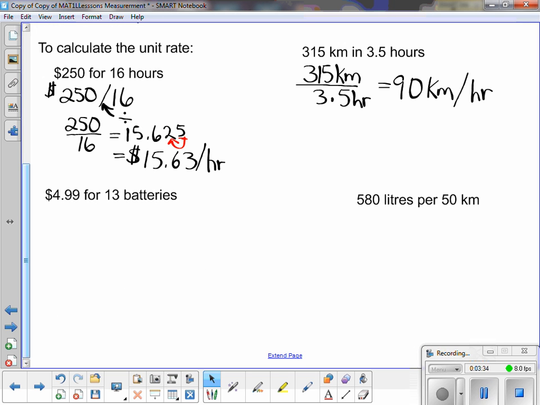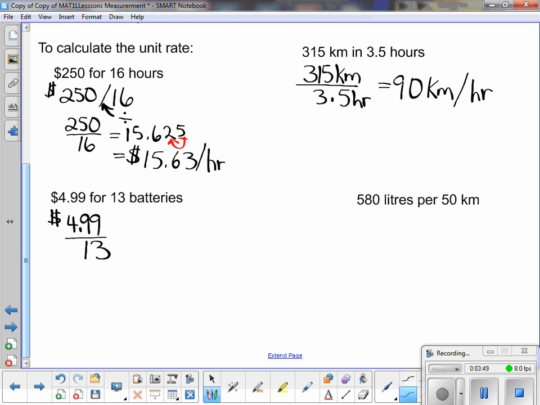This time we have batteries and we have something else going on. So I go to the store, $4.99 for 13 batteries. So how do I do that? Exactly the same way as before. So $4.99 per 13 batteries is the same as 0.38. So that is 38 cents per battery. I don't know if that's a good deal or not. Okay, so let's try another one.